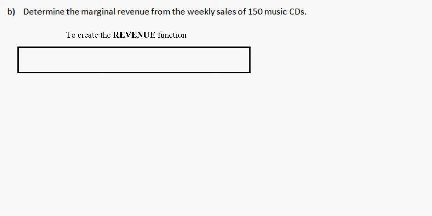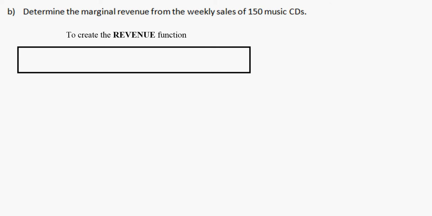Welcome back to Lesson 6, Finance and Derivatives. We're going to continue here with the first example. We created the demand function at the end of the first video, so we're now going to use that demand function to create a revenue function.